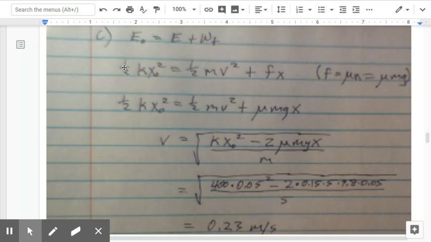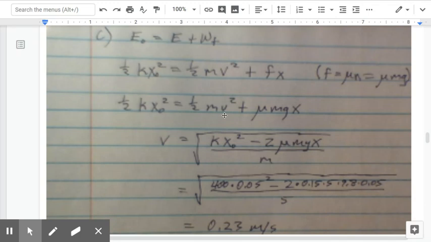And so our initial spring energy is 1/2 kxo squared equals 1/2 mv squared, but now plus the work done by friction, which would be friction times distance. And we remember that friction is mu normal and normal is mg. So for friction, we're going to substitute in mu mg. So then we end up with this equation here, 1/2 kxo squared equals 1/2 mv squared plus mu mgx.